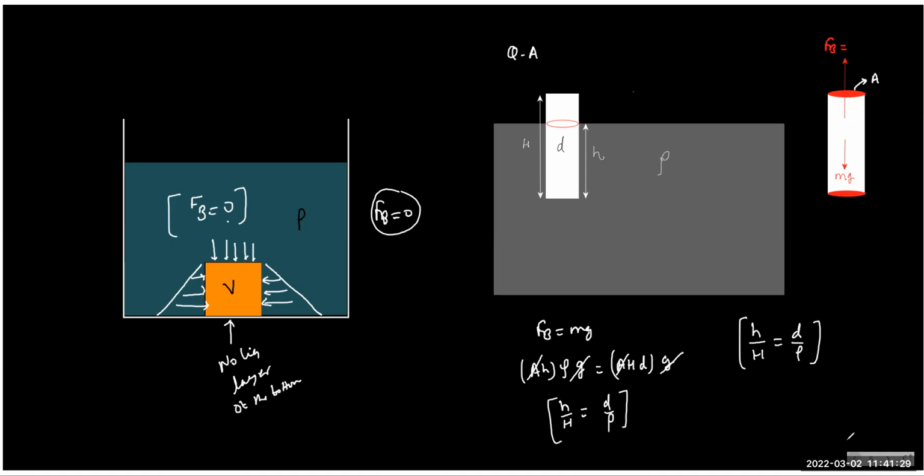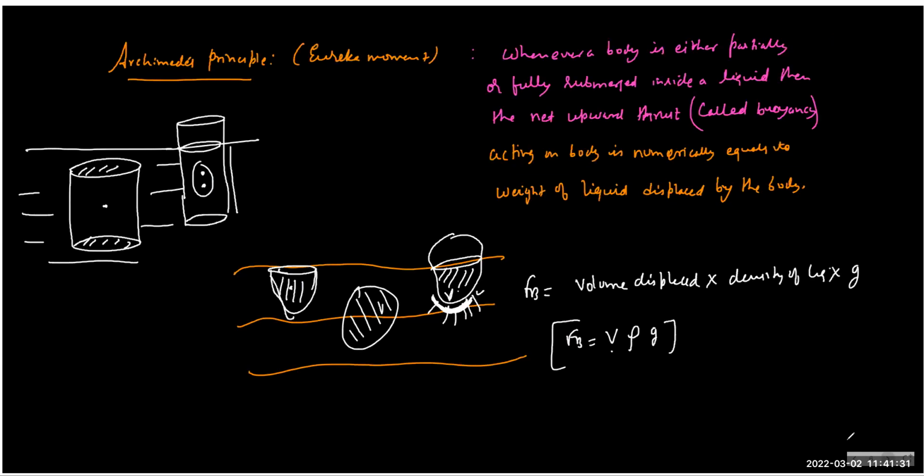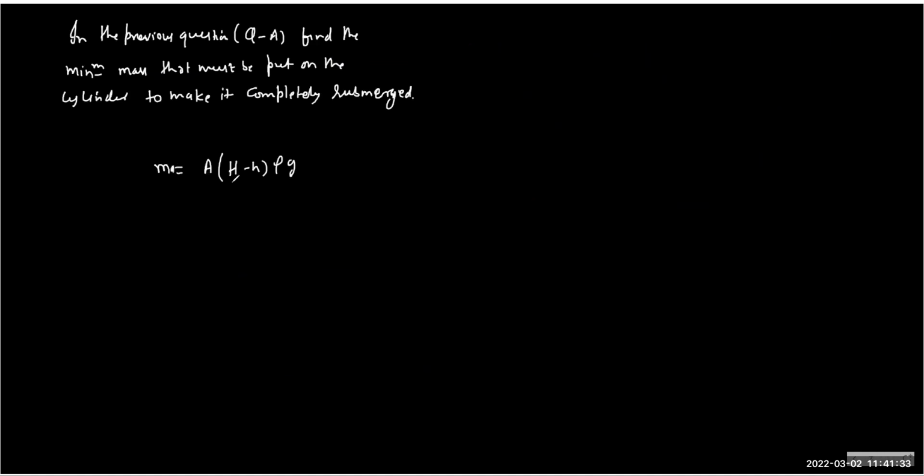So that will be, no, what I'm writing. Now g will not come. This is mg equals to this, so g will cancel out. So M will be A into.